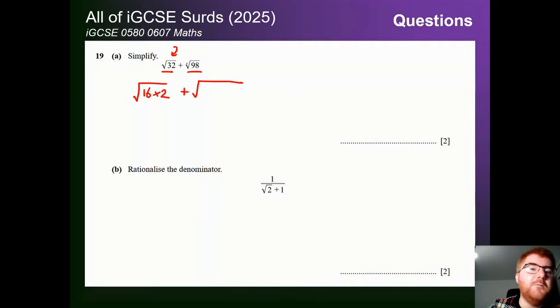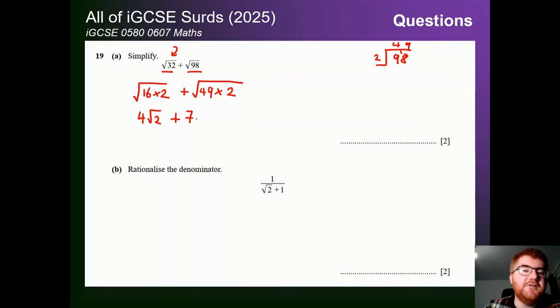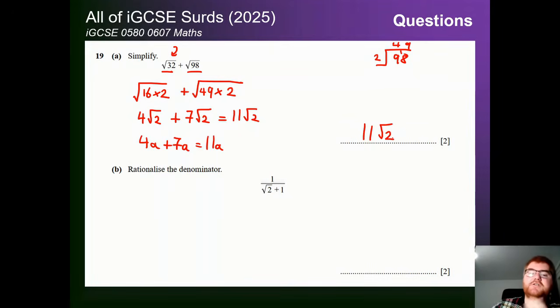Again, I can use that to help me with this number because I know there needs to be a times 2. So I need to think, okay, if I divide 98 by 2, get 4, carry the 1, 2s into 18 go 9. Aha, another square number, in this case 49. Again, use the first part to help you with the second part. Then we simplify this, so root 16 is equal to 4, so we get 4 root 2. Square root of 49 is equal to 7, so we get 7 root 2. 4 root 2 plus 7 root 2, that gives us 11 root 2. Again, think of this like 4a plus 7a is equal to 11a. So we get 11 root 2 for our 2 marks.